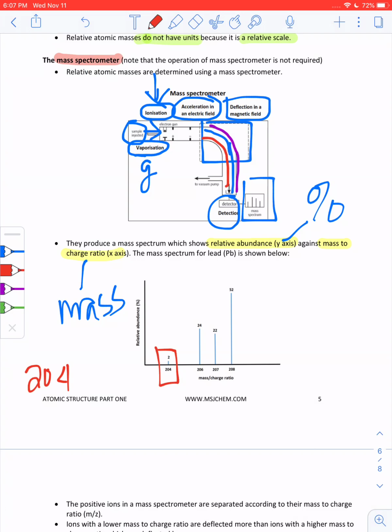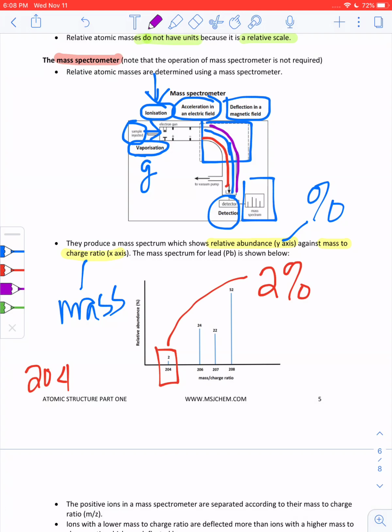Now, here's the catch, okay? The relative abundance, I told you that's a percentage. So that 2 right here, that's 2%. So before I can use it in my calculation, I have to get rid of that percent, which means I have to convert it to decimal form, which means I have to divide by 100, because that's what a percentage is. It's out of 100.